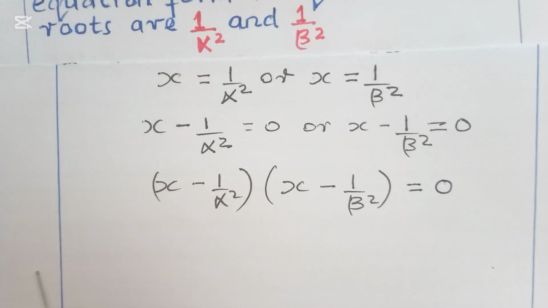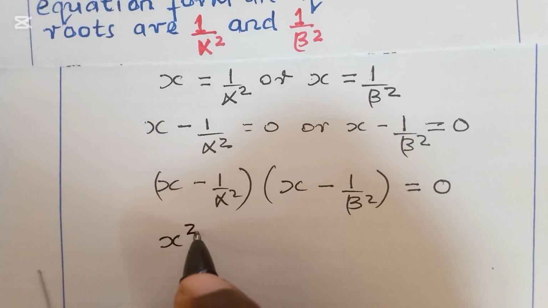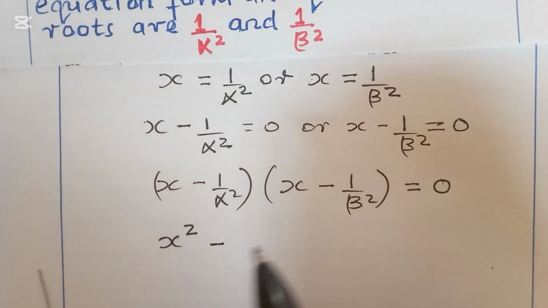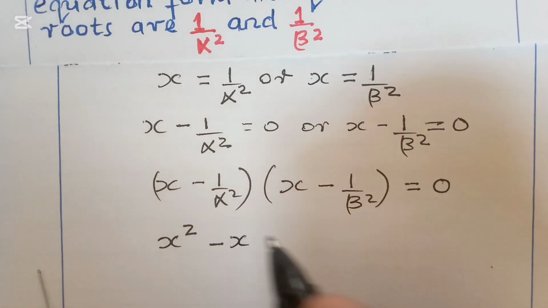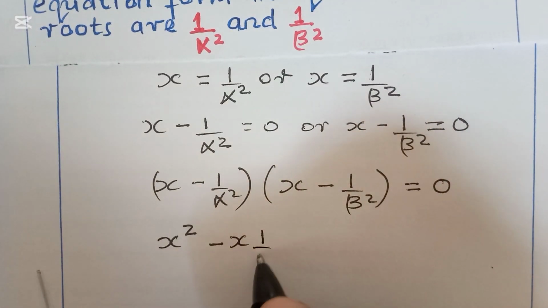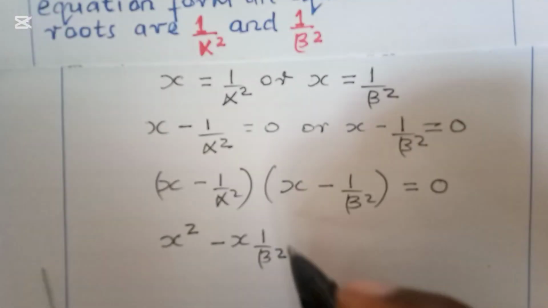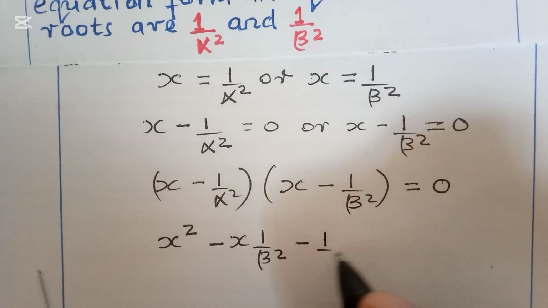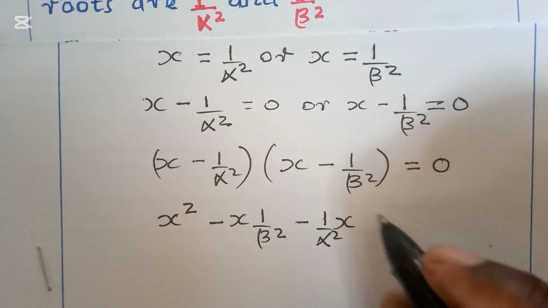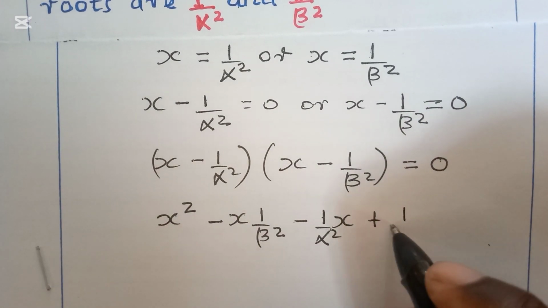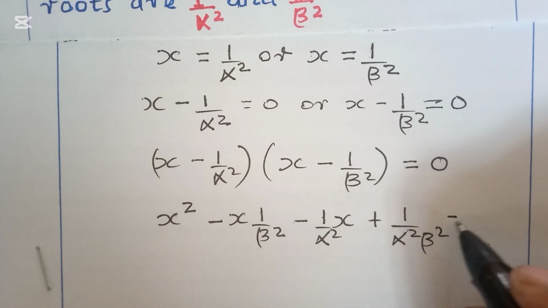So therefore these are the factors. You can multiply them, you get x squared minus x. This one will give us x times 1 all over beta squared, that is that x, and then minus 1 over alpha squared x, and finally we have plus 1 all over alpha squared beta squared equals 0.